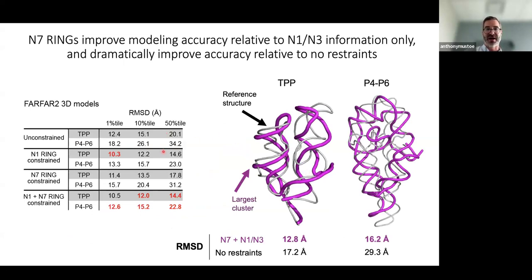And in general, what we find is that including this additional N7 data leads to an enhancement in sampling near-native structures. We're still doing worse, for sure, than the state of the art of AlphaFold. But this is just meant to be a proof of principle that we do think there's information encoded about the three-dimensional structure in this reactivity data that we can use moving forward to improve structure modeling.